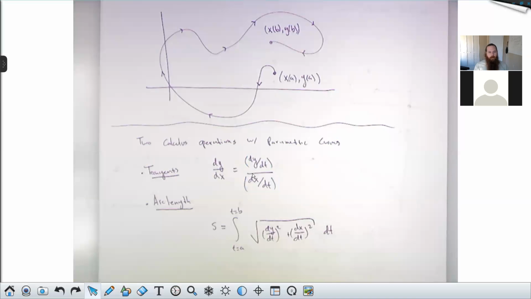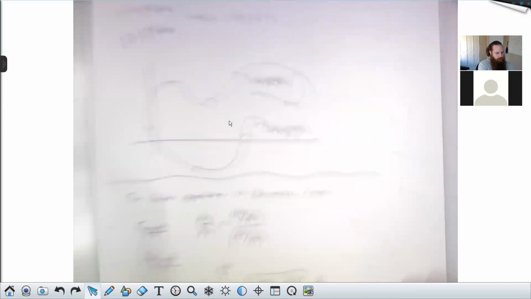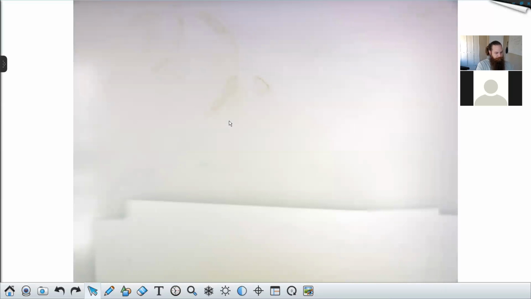But before I dismiss the tangent thing as being trivial, just give you a formula and walk away, I want to do a few examples here. So I'll show you how to find the point here where you've got a horizontal tangent line, and the point here where you've got a vertical tangent line. So let's do that. Okay, we'll do an explicit example with tangents first, then I'll cook up that arc length formula for you.